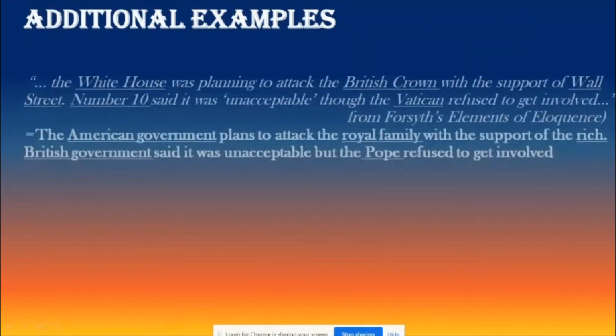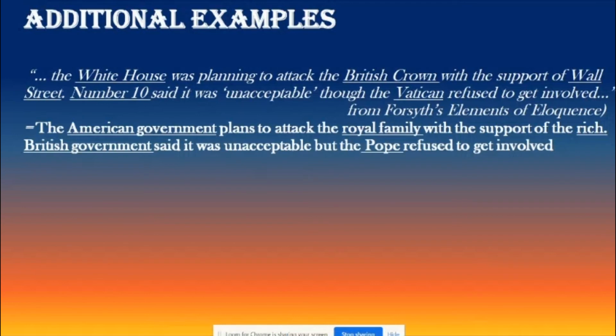Additional examples for metonymy. The White House was planning to attack the British Crown with the support of Wall Street. Number 10 said it was unacceptable though the Vatican refused to get involved. This means that the American government plans to attack the royal family with the support of the rich. The British government said that it was unacceptable, but the Pope refused to get involved.